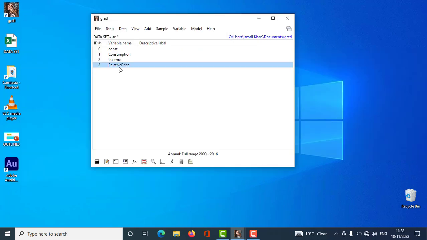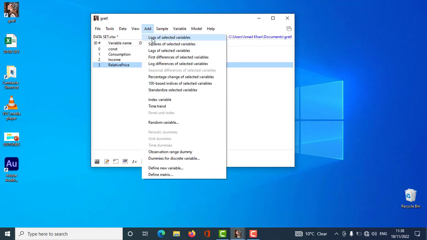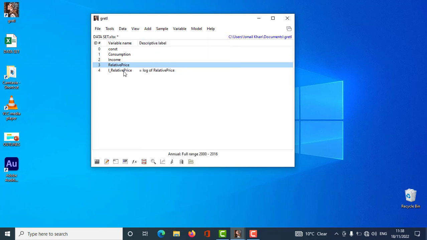So to convert relative price into a normal distribution, we normally take a log of it. To take a log of it, I click on relative price and then click on add and click on log of selected variable. Alright, so this is the variable. We took a log of the same variable. Now, we check the normality of this variable, which is the modified form of relative price.